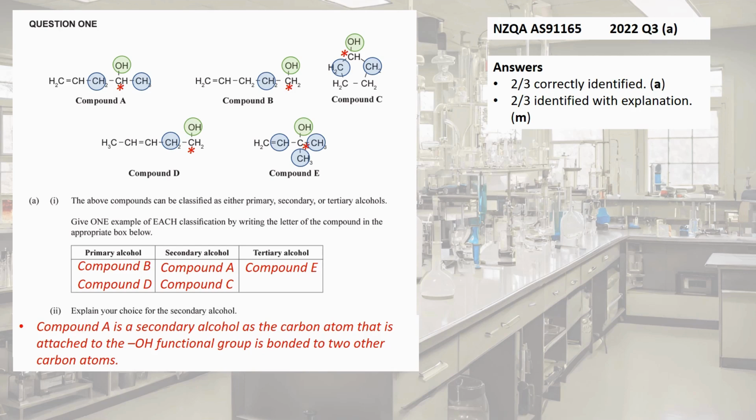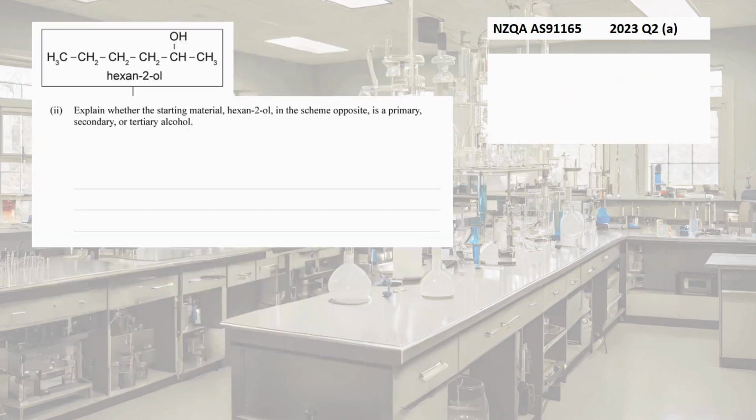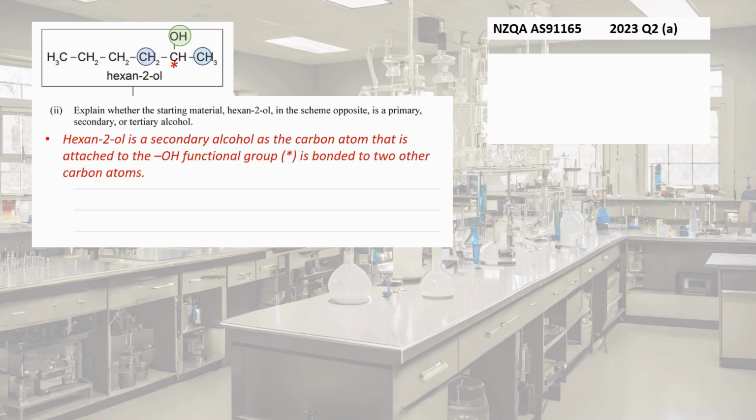Okay, let's look at the last example we have here, 2023. This one, they've just given us 1 example, but they've asked us to explain why it is. Is it a secondary, tertiary, or primary alcohol, and why? So again, circle the functional group, asterisk the carbon that it's joined to, and then count how many are adjacent or attached directly to the carbon that is joined to the functional group. There is 1, 2. This is going to be secondary.